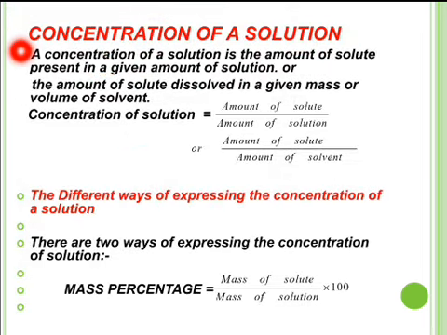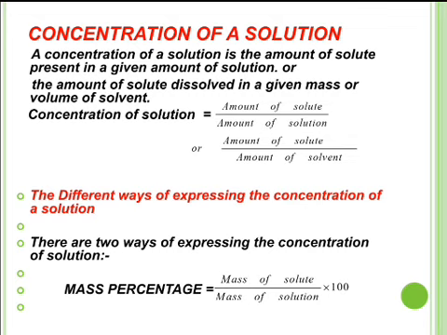Now, let us see concentration of solution. What is the meaning of concentration of solution? It is the amount of solute present in the given amount of solution or amount of solute dissolved in the given mass or volume of solvent. The amount of solvent can be given in mass or in volume. So, what is the formula of the concentration of solution? That is amount of solute upon amount of solution or amount of solute in given amount of solvent.